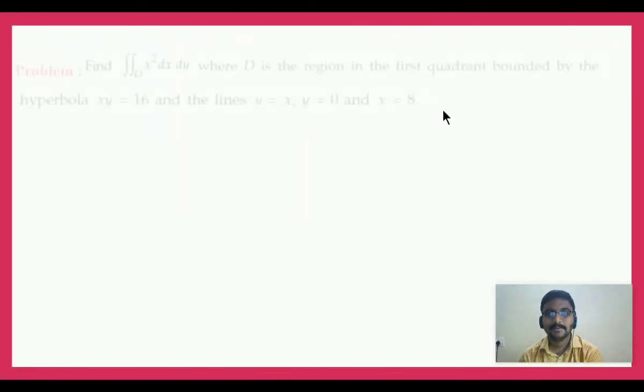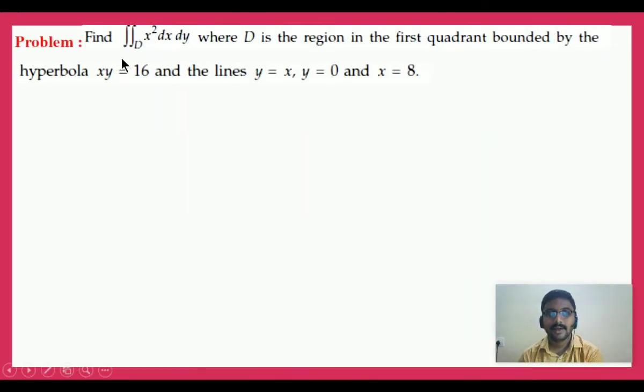Another problem: find the double integral over D of x square dx dy, where D is the region in the first quadrant bounded by the hyperbola xy equal to 16 and the lines y equal to x, y equal to 0 and x equal to 8.